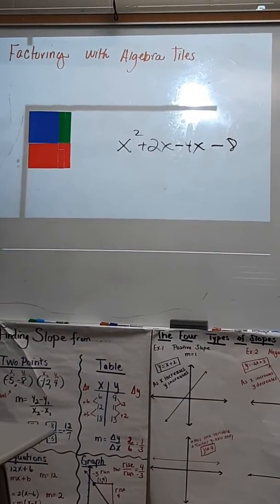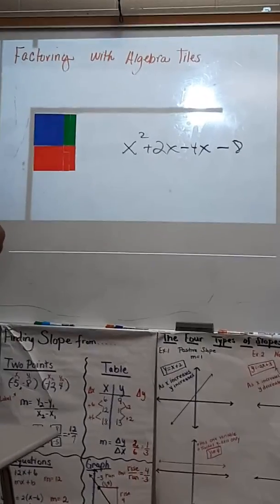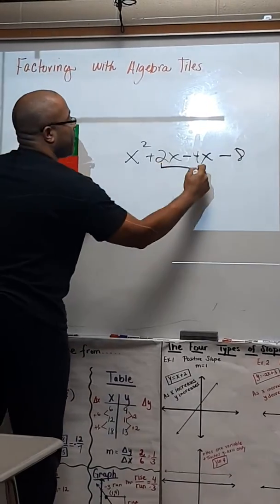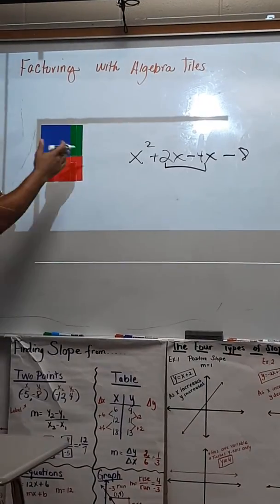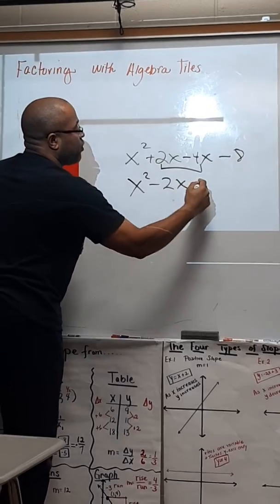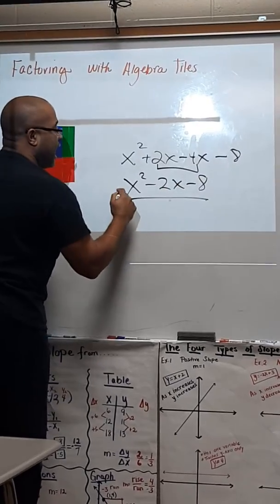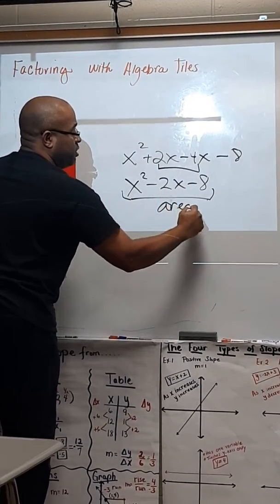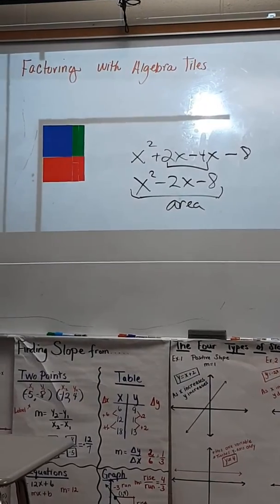I want to ask you guys a question. Do we have like terms here? Yes, we do have like terms. So since we have like terms, we can subtract 2 minus 4, which gives us what? Negative 2. So therefore, this represents our area. If we were looking at this in terms of a model, this will be our area.